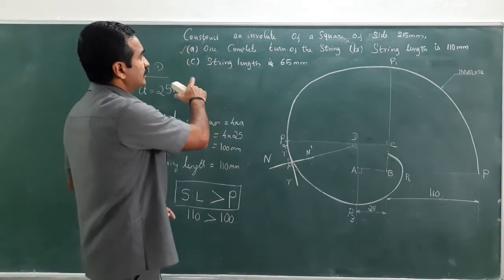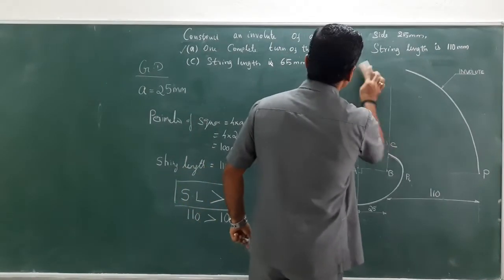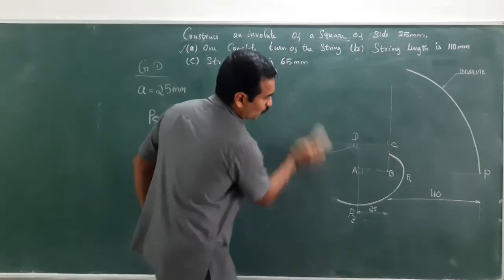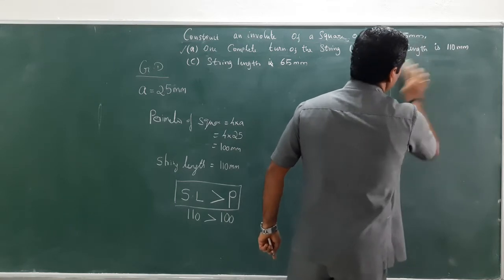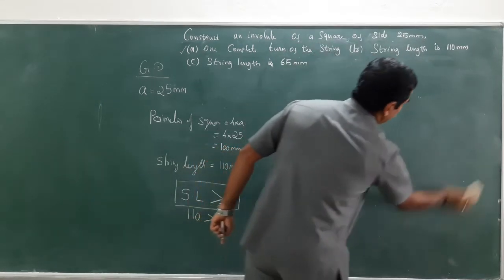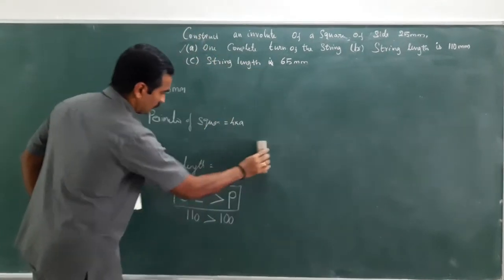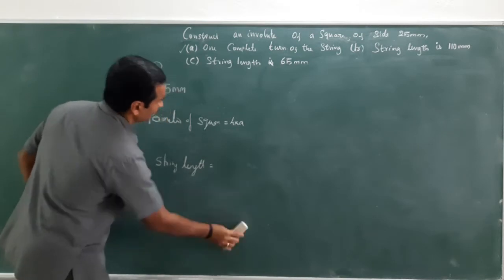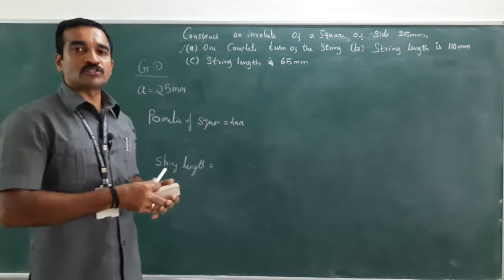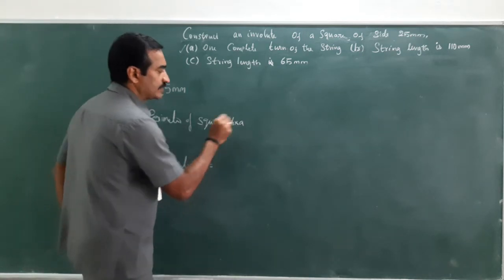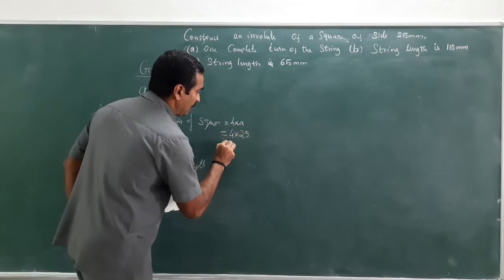The third condition, what does the third condition say? The string length is 65 mm. To complete one full turn, we need to have 100 mm, isn't it? Whereas this question says it is only 65, right? So the side of the square is 25, and the perimeter of the square is 4 by A, that is the number of sides into the side. So 4 into 25, which is 100 mm.